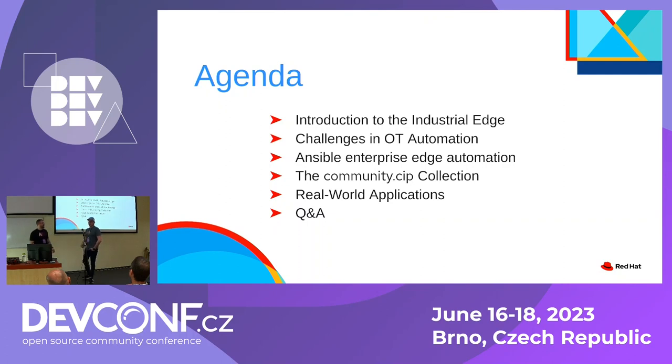Okay, agenda. We're going to talk about all the things and talk about challenges. Get into what we've actually been working on in the Ansible space. It's all very community driven, of course, because that's where we start from the open source side. And then get into really interesting things we've done with common industrial protocols and actual real world applications, because I think that's what really matters is how do people actually use this stuff.